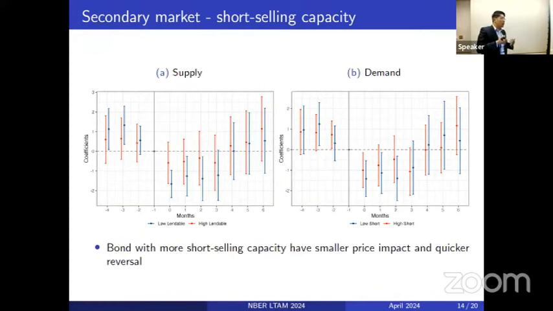And next, we want to see whether or not the short selling capacity will affect the price impact. So here we split our sample based on high short selling capacity and low short selling capacity, based on both supply and demand. The red coefficient means high short selling capacity, and the blue coefficient means low short selling capacity. We find that bonds with more short selling capacity have smaller price impact and quicker price reversal. This is consistent with the idea that arbitrageurs indeed use short selling as a way to correct market mispricing.